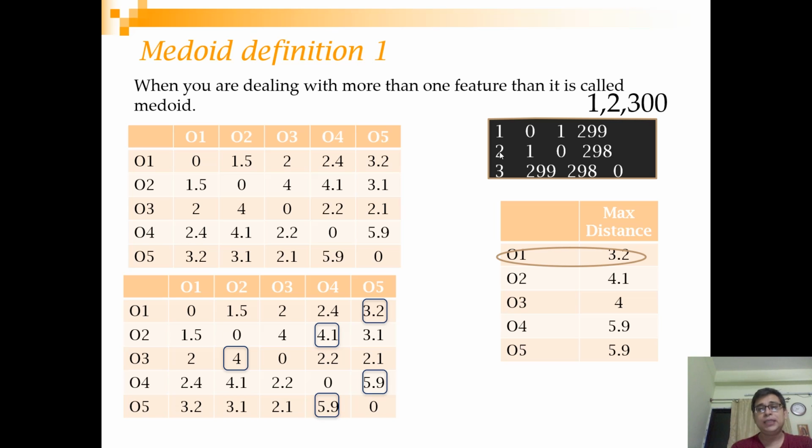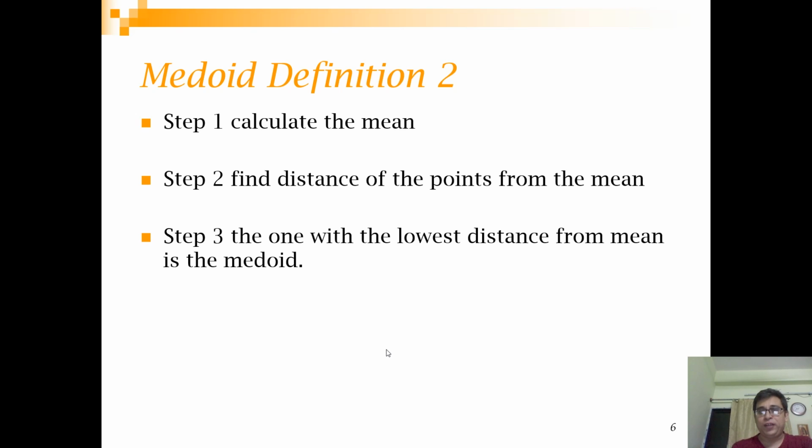However, one problem is that calculating this metric is not at all easy. It is computationally expensive. So however rigorous this definition is, we need to look at an alternative definition also. One such alternative definition is that you start by calculating the mean, and then for each of the observations you find the distance of those points from the mean, and then whichever is closest to the mean you call that the medoid. So simply saying, the medoid is the point which is closest to the mean or closest to the centroid.